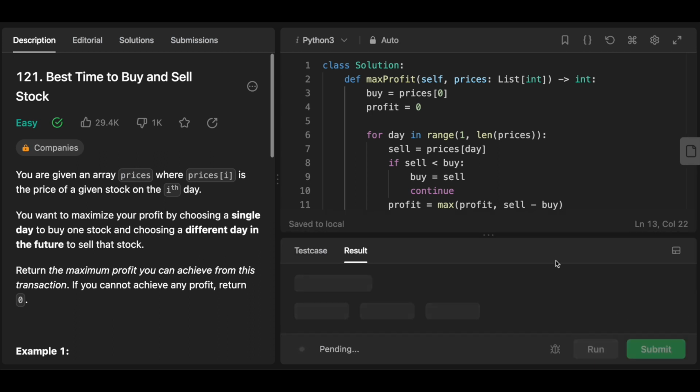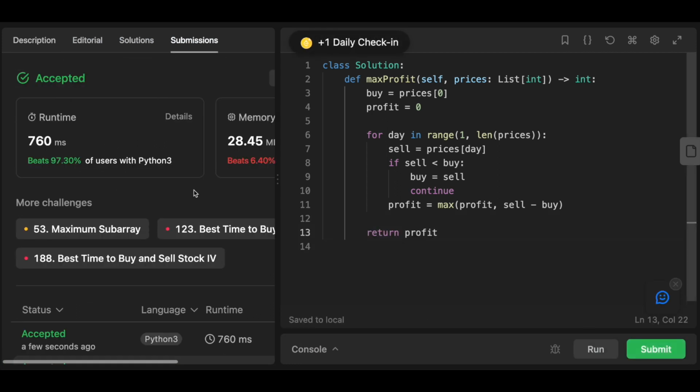Let's check it out. And let's try submitting. And there we have it.